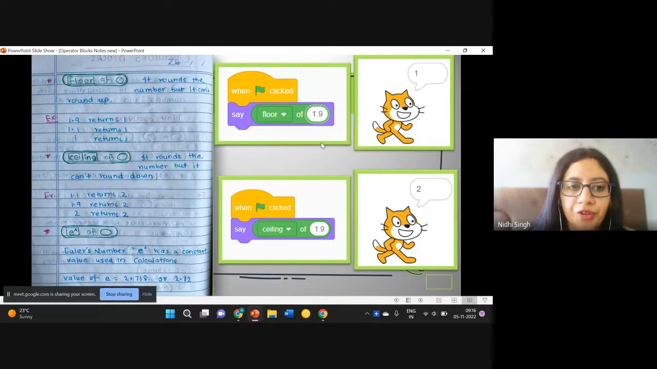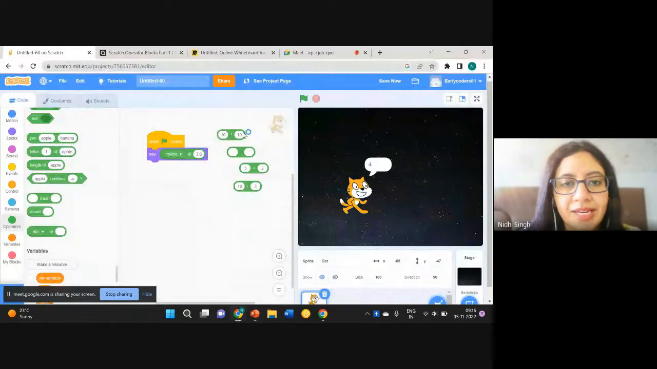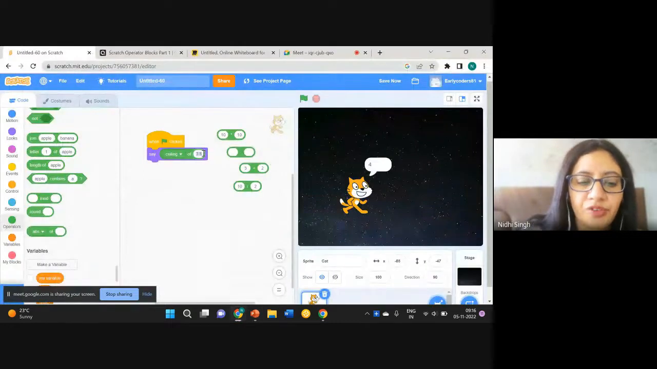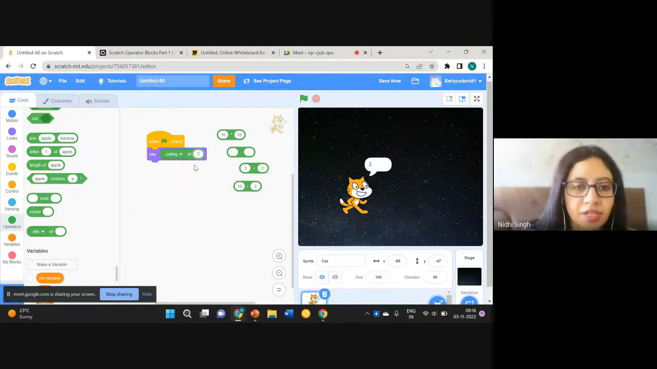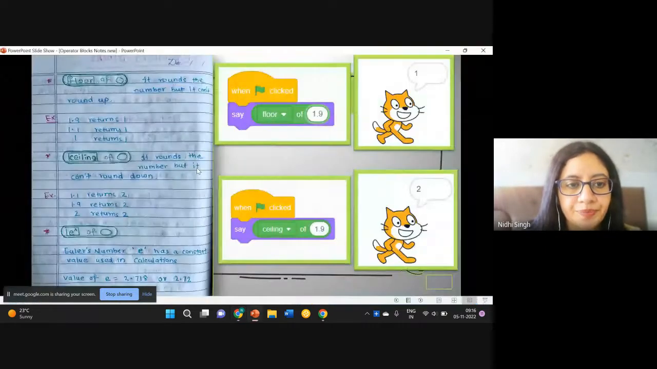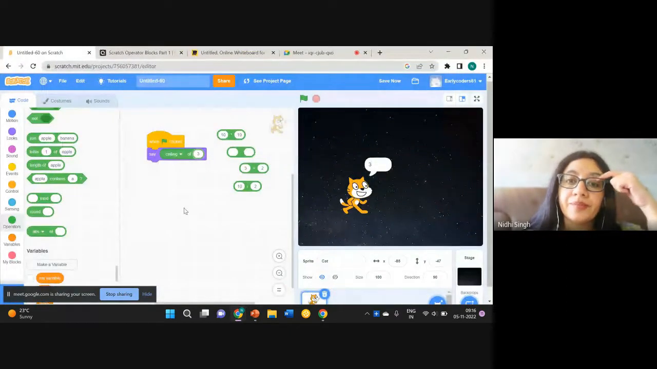1.9, 1.1, it will return 2. 2 will return 2 only. If you are not giving a decimal, then it will give you the same value, so it doesn't make any sense to use the function here. All right. Now, the next, is floor and ceiling clear?